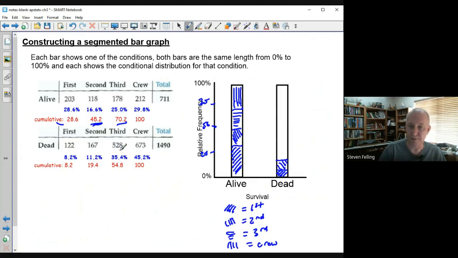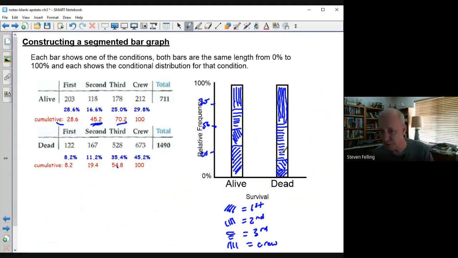35% of the third class passengers were dead, so that brings up the cumulative total to over 50%, so 54%. So that would be the horizontal shading. And then the rest would be, wow. In the people who died, the vast majority of them were crew members and then third class passengers, and very few of the first and second class passengers died. Of course, because of access to the lifeboats. All right, so that's how you construct a segmented bar graph from conditional distributions.